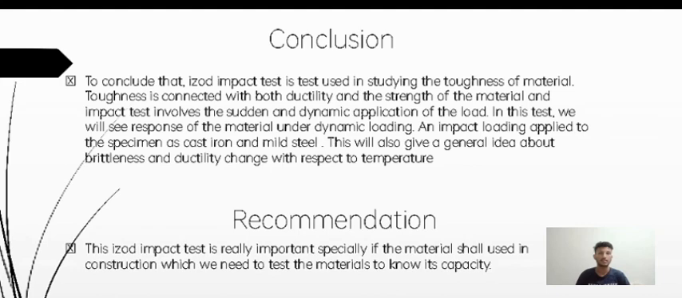Conclusion. To conclude, the Izod impact test is used in studying the toughness of a material. Toughness is connected with both the ductility and the strength of a material. An impact test involves the sudden and dynamic application of a load. In this test, we see the response of a material under dynamic loading. An impact load is applied to the specimens, cast iron and mild steel. This will also give a general idea about how brittleness and ductility change with respect to temperature.